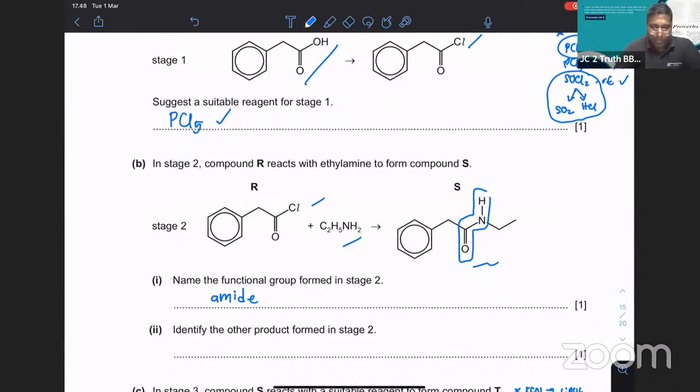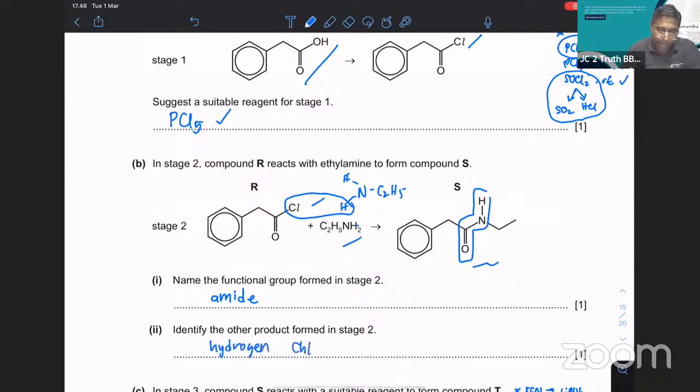And identify the other product formed in stage 2. So you see NH2. So if I have NH2, what happens? C2H5. So this H will join with the Cl. So we are talking about the HCl. So identify, don't just write HCl. Identify means you need to give the name, hydrogen chloride gas. If they ask you what is going to be the observation, hydrogen chloride gas is going to be white fumes. So if they ask you what is the observation, white fumes, but hydrogen chloride gas. This is not going to be hydrochloric acid.